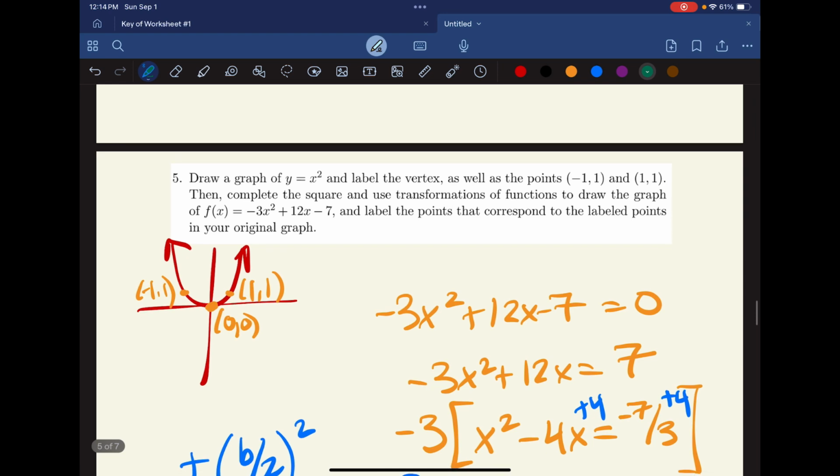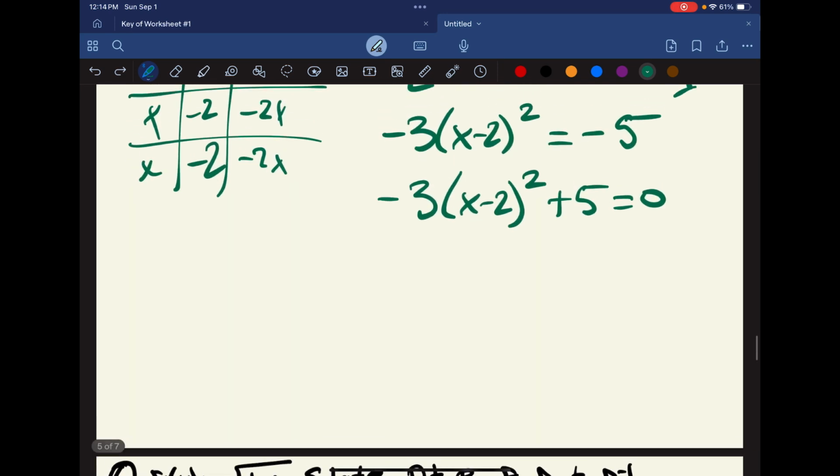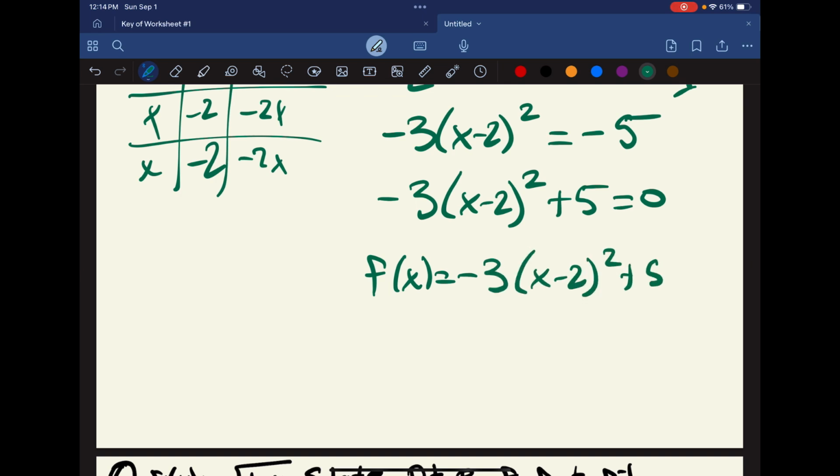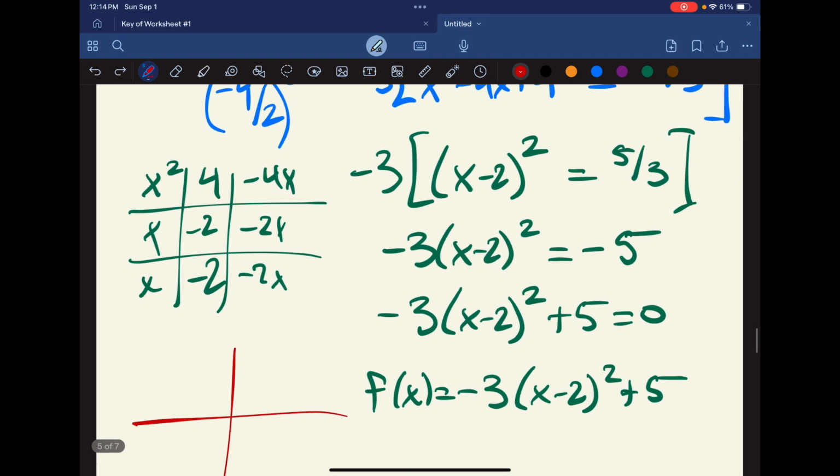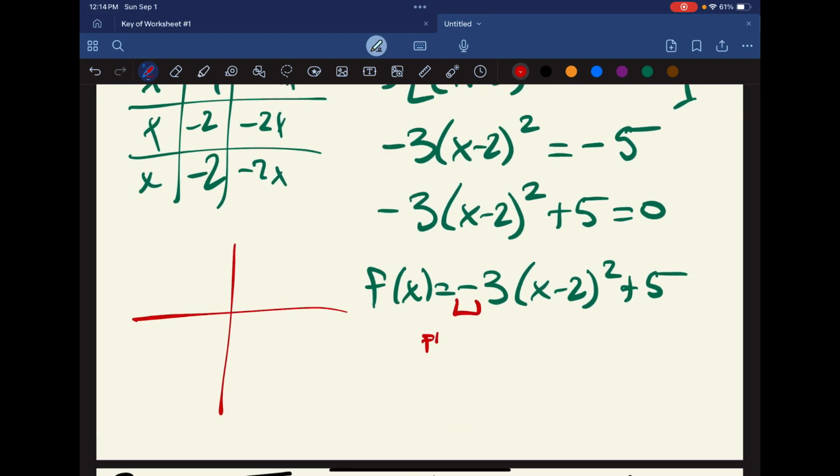So now that it's back set equal to 0, we can just say f of x equals negative 3 times x minus 2 squared plus 5. So now that we've completed the square, we can say, okay, now we can graph this because it's the same function, but it is flipped. It has a stretch. It's stretched by a factor of 3. It is shifted 2 to the right, and it is shifted 5 up.